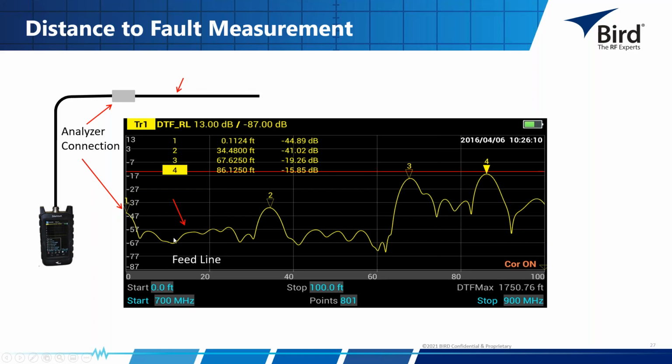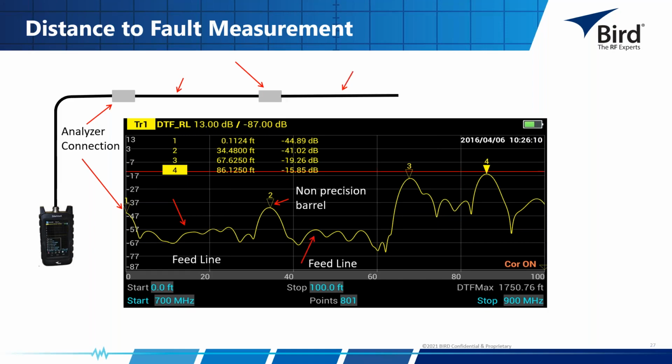The next point is my feed line. And I said the feed line wants to be at about minus 30 or so. And I can see that I'm down about neg 57. So I'm well below that neg 30 dB. Now, remember in that diagram, we had two pieces of cable joined by a connector or a non-precision barrel in this case. And if we look at the marker 2 value, it's at 34.5 feet at minus 41. So we've identified that second connector.